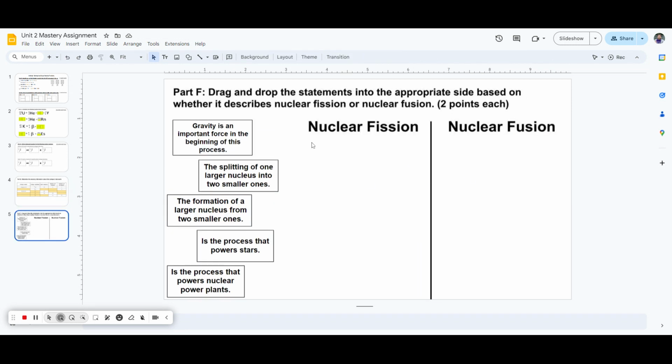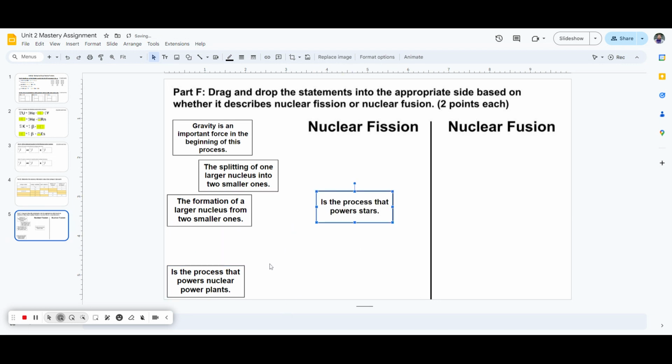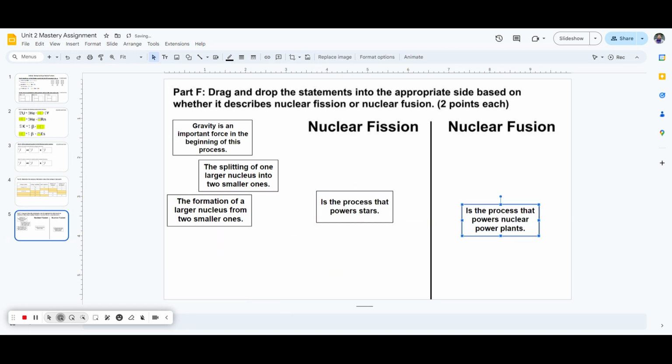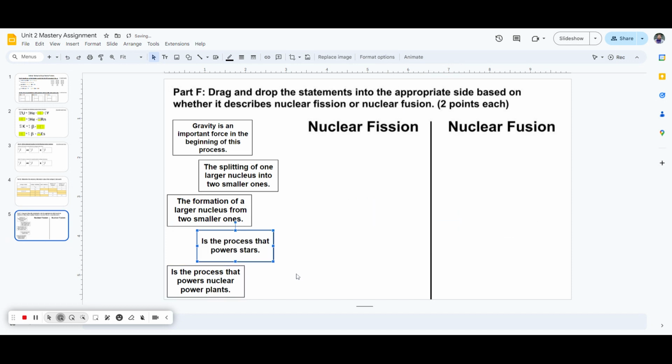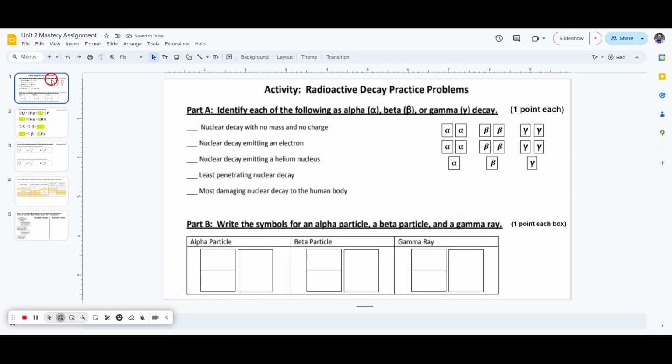And then finally here in part F, you're just going to be clicking and dragging these 5 statements into either nuclear fission or nuclear fusion based on which it applies to, right? So if you think this one is nuclear fission and this one is nuclear fusion, you would drag those there, okay? So pretty straightforward on that. That's how we complete this.